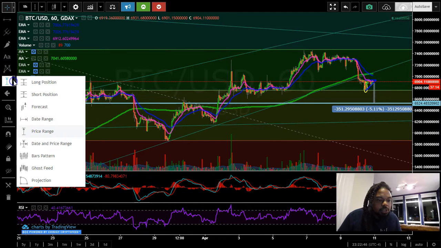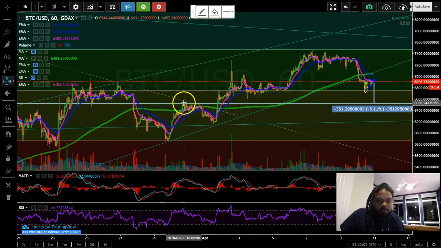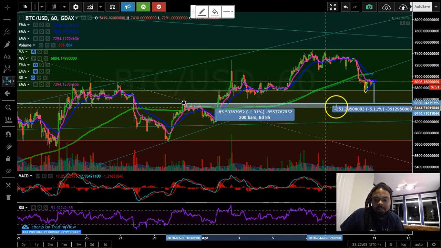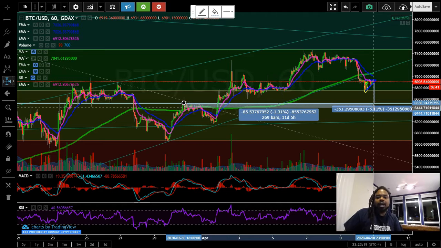So let's go back to right here. Let's get the date range, so you know how long ago this level held. You want to get a general idea of how long ago it was. You want to keep dates and stuff in mind. So this was approximately less than 2 weeks ago, 11 days ago. We were here, right? So if we bounce back to this level, we could potentially get a bounce. This is just speculation. I don't like to speculate, but I'm just saying.